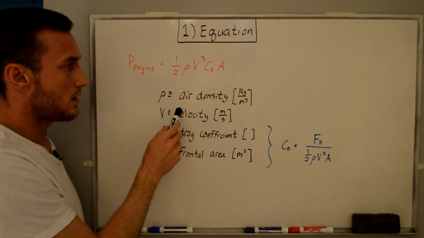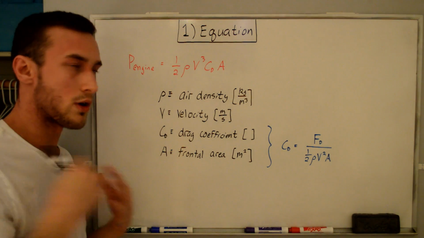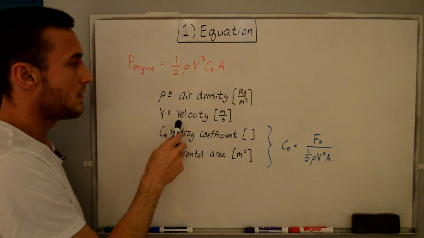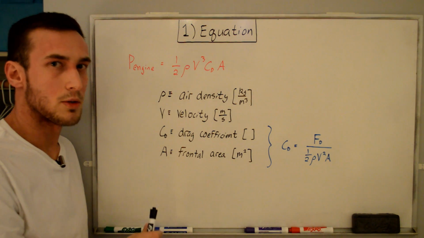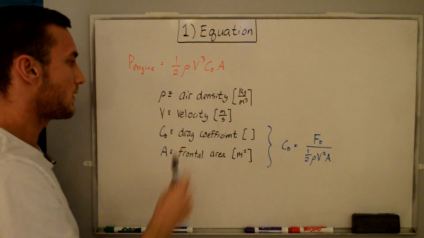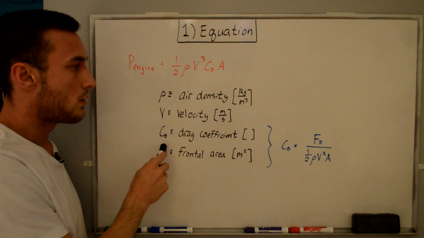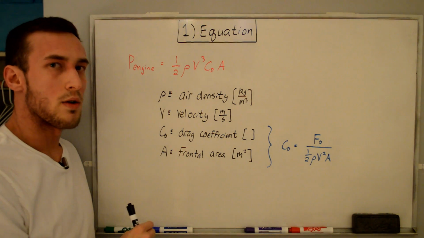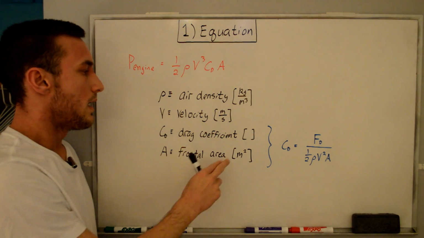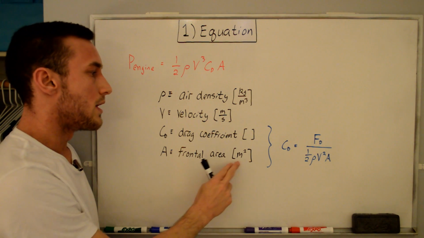Rho is the air density in kilograms per meter cubed, so the air that we're driving through. V is the velocity of our car, which is what we're solving for, and that's going to be in meters per second, so we'll need to convert that to kilometers per hour or miles per hour when we're done with this. Cd is the drag coefficient, and it's unitless. And A is some characteristic area, which for cars is going to be the frontal area in meters squared.